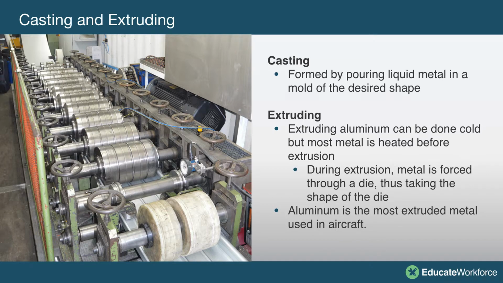Casting is formed by pouring the liquid metal into a mold to get your desired shape. Extruding, on the other hand, aluminum can be done, we can actually pull it through a die. Most metal is going to be heated before we pull it through the die. During the extrusion, metal is forced through a die, and then it takes the shape of the die. Aluminum is the most extruded metal used in aircraft. So you'll see wing spars and things like that are going to be made of extruded aluminum.